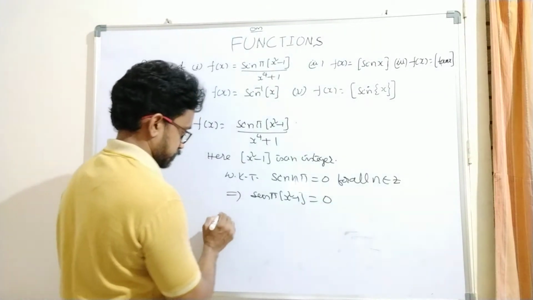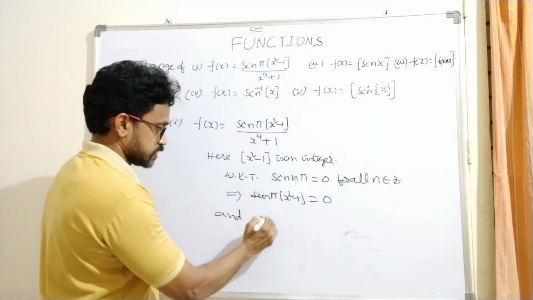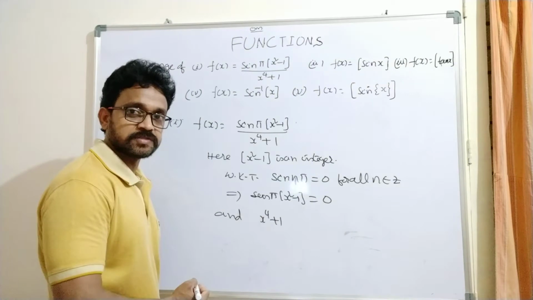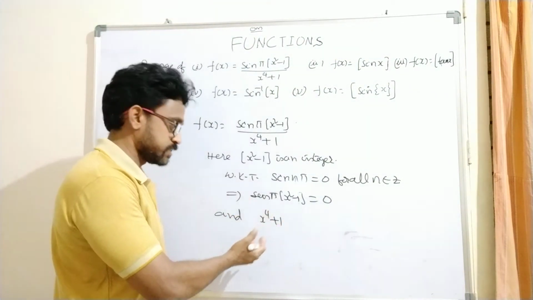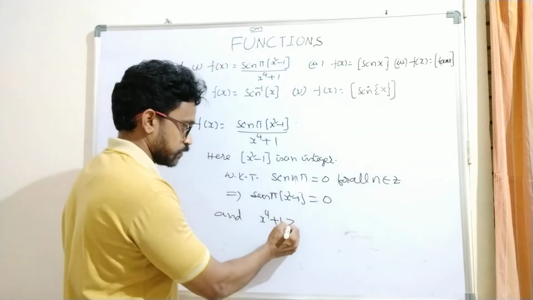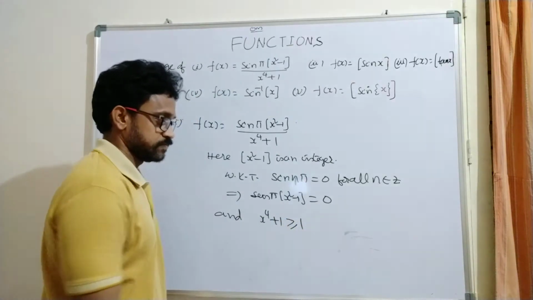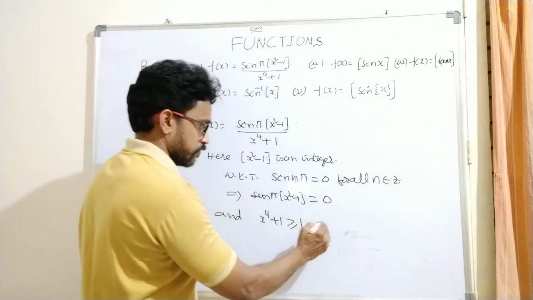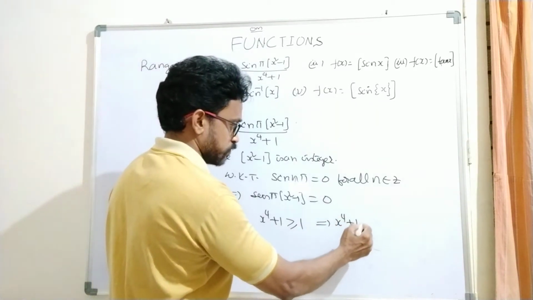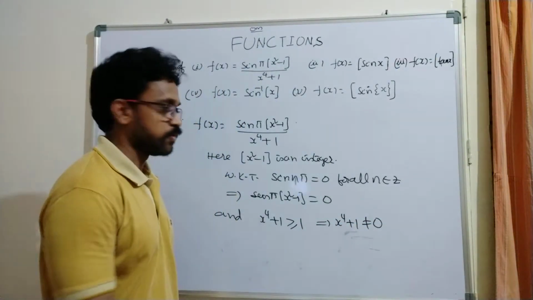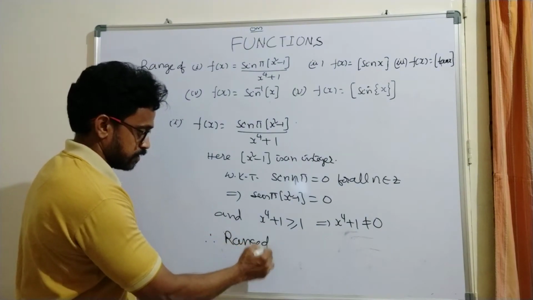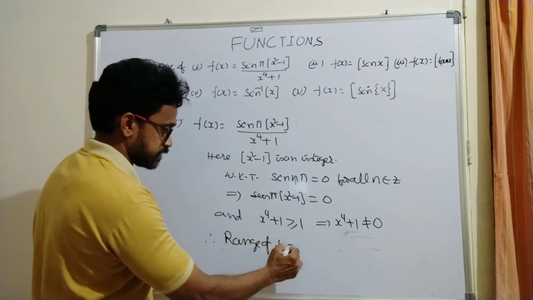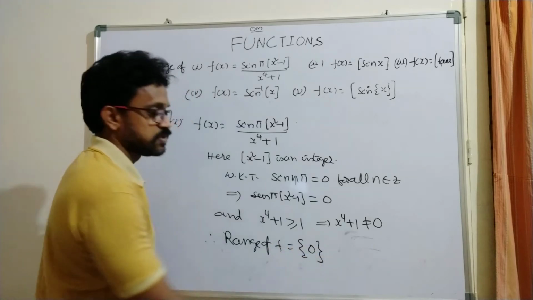And x power 4 plus 1 value, what? For any real number x, x power 4 plus 1 value is greater than or equal to 1. That's why it is very clear that x power 4 plus 1 is not equal to 0. That's why the range of f is singleton 0.